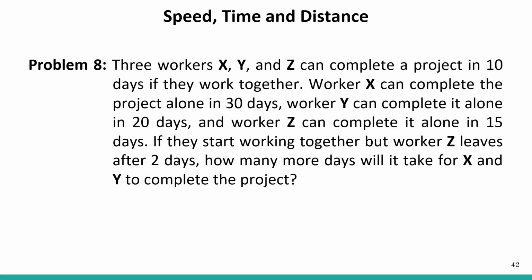Okay. Let's see problem number 8. So 3 workers X, Y and Z can complete a project in 10 days, if they work together. So worker X can complete the project alone in 30 days. Worker Y can complete it alone in 20 days, and worker Z can complete it alone in 15 days. So if they start working together, but worker Z leaves after 2 days, then how many more days will it take for X and Y to complete the project?